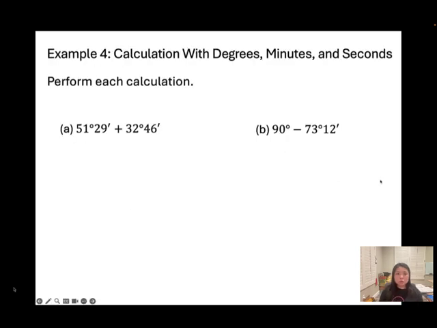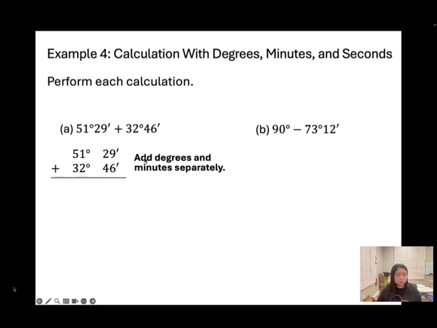Example, I want you guys to try to perform each calculation. Okay, let's try to do it together. We'll be using the vertical format, okay? And then you're going to add the degrees and minutes separately. So first, let's add 29 minutes and 46 minutes together.